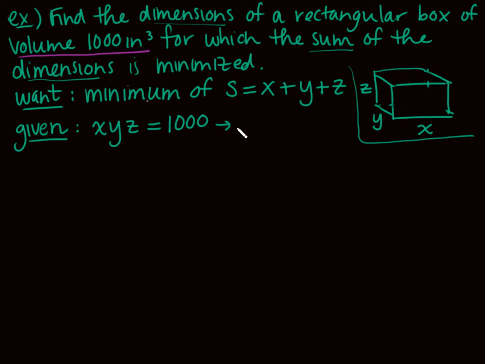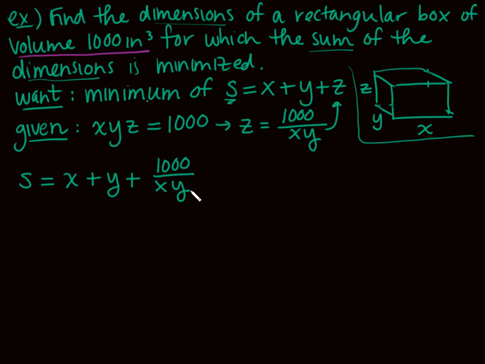So what I'm going to do with this is solve this for z so that I can write my function S in terms of just x and y. So S now is a function of just x and y, which is good. And we can write this now as x plus y plus, now instead of z, 1,000 over xy. So that's a little tricky, especially because I want to take the partial derivatives of it. So let's do x plus y. I'm going to rewrite this as 1,000 times xy to the negative 1.